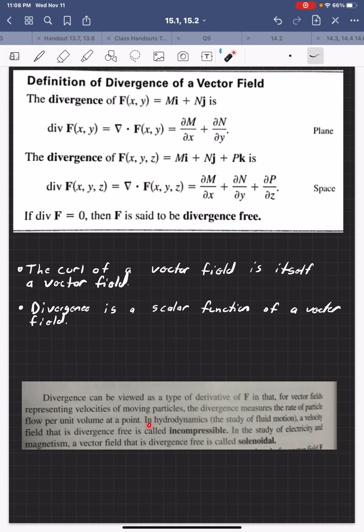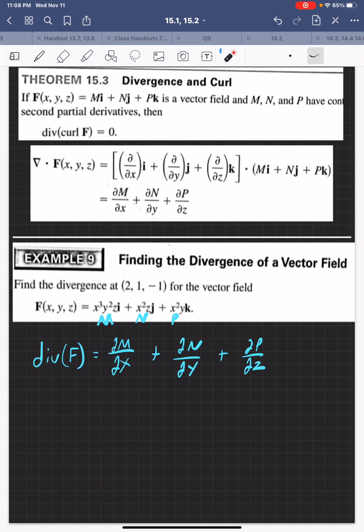I could continue. In hydrodynamics, if your vector field is divergence free, it's called incompressible. In electricity and magnetism, if you have a divergence free vector field, it is called, I don't know how to pronounce that. I think I do, but I'm not going to try. However that is pronounced is what it's called. That's why I get to say things like that, because I don't study electricity and magnetism of vector fields. Oh well.